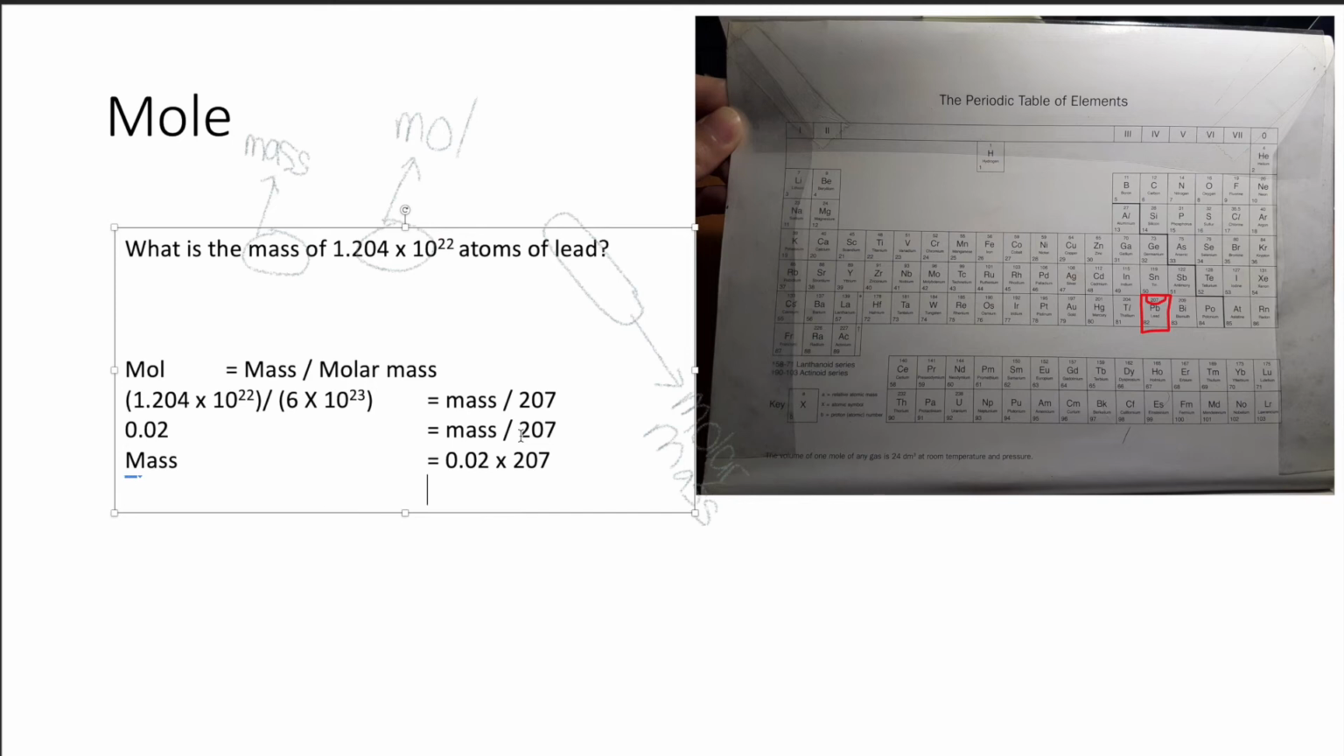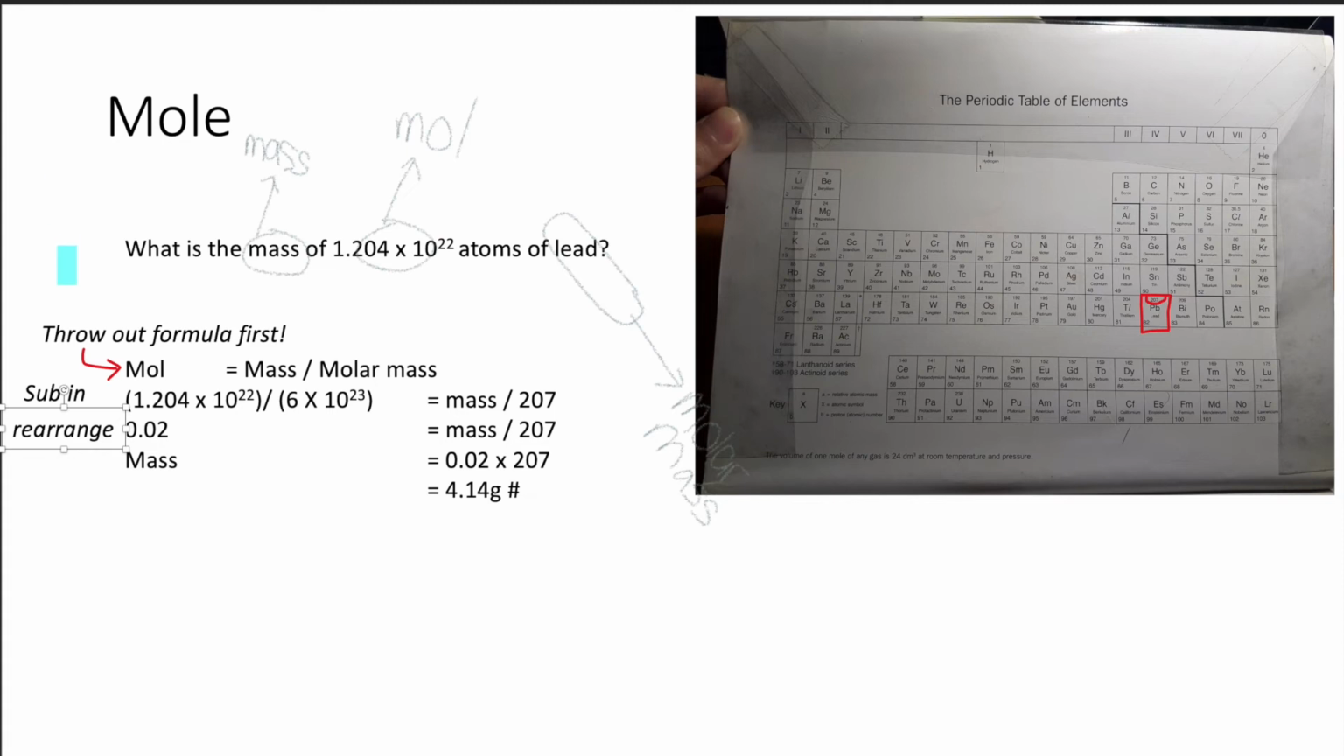You can just divide it, put it in brackets, let your calculator do the work for you, punch it in correctly, and you will get your answer.